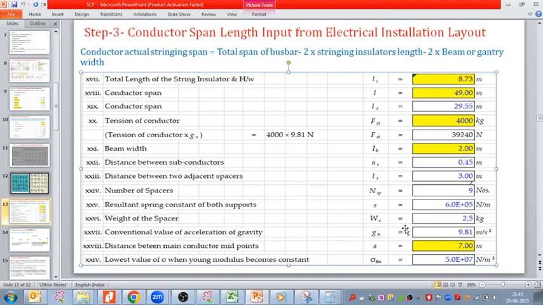Normal tension on the gantry, the 4000 kg tension of the conductor. So here is the tension of the conductor. Now this is in kg. Hello, sir. Is it okay?